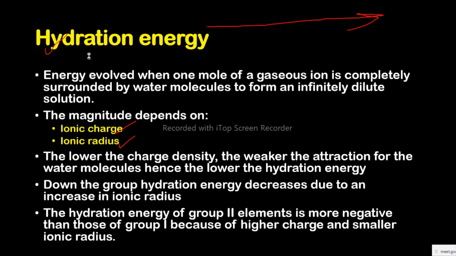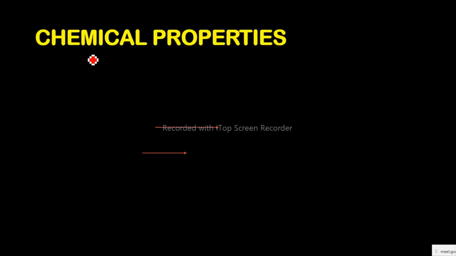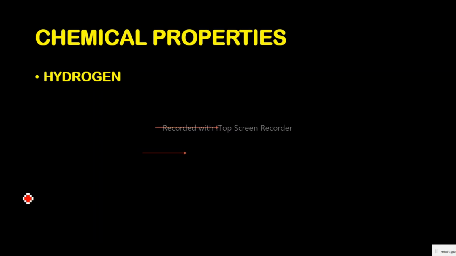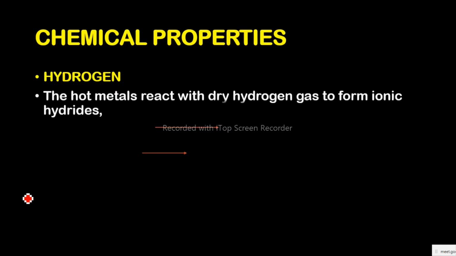Okay, that's pretty good. So before we talk about the chemical properties, the chemical reactions that these elements undergo, the first one is reaction with hydrogen. Now, you remember in organic chemistry where we talked about hydride shift. So here I'm going to talk more about what a hydride is.